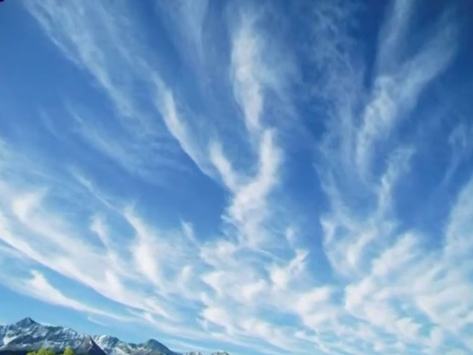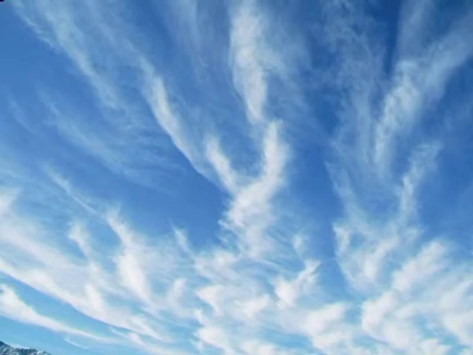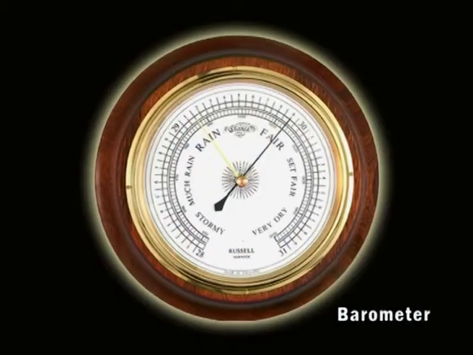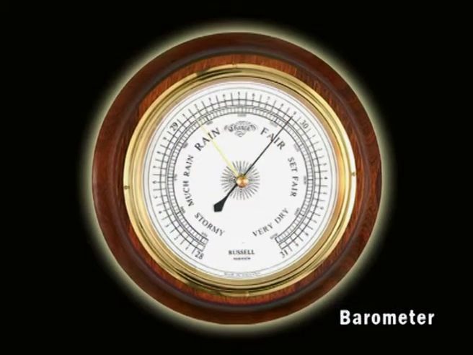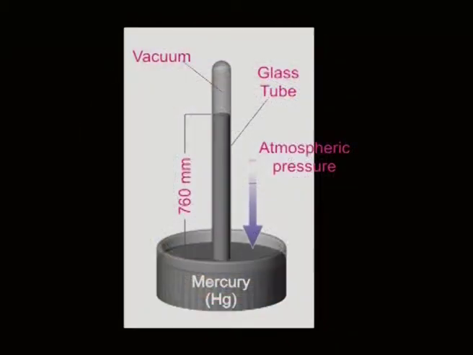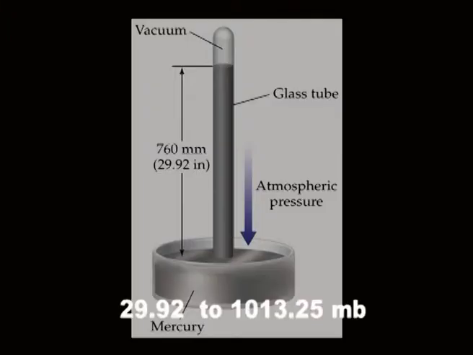Weather forecasters measure air pressure with a barometer. Barometers are used to measure the current air pressure at a particular location in inches of mercury or in millibars. A measurement of 29.92 inches of mercury is equivalent to 1013.25 millibars.